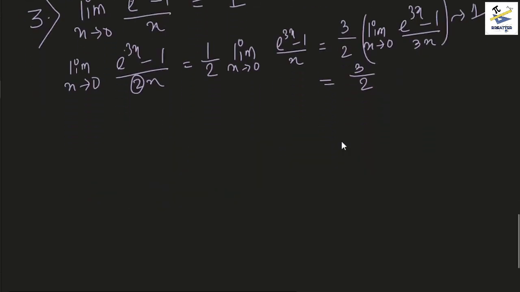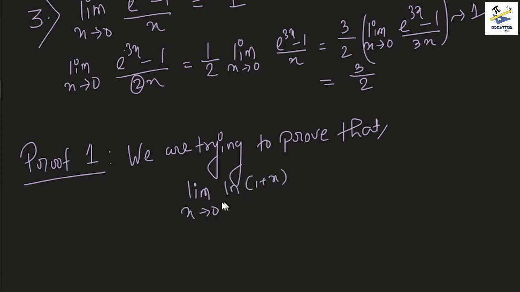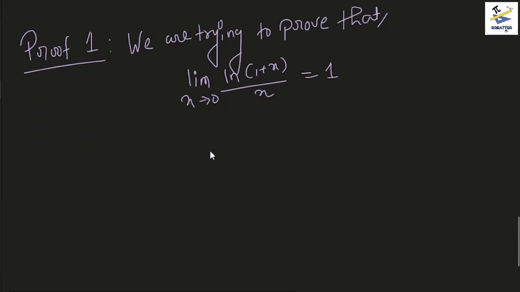So it's time to prove two of these things. So proof 1, we are trying to prove that limit x tends to 0 of ln of 1 plus x by x is equal to 1. Okay, see, this is not a very easy proof, but we can walk our way through it. I'll just show you how.